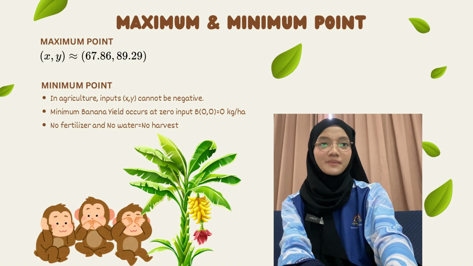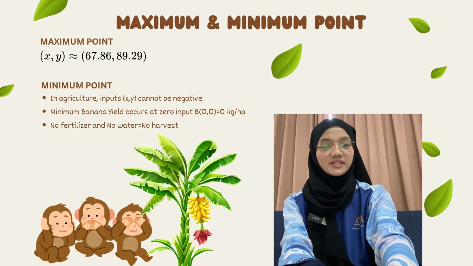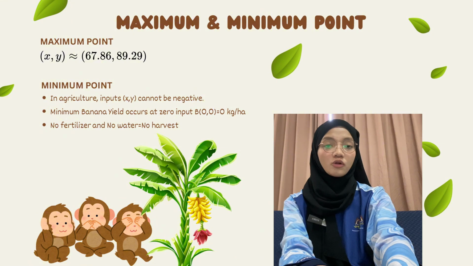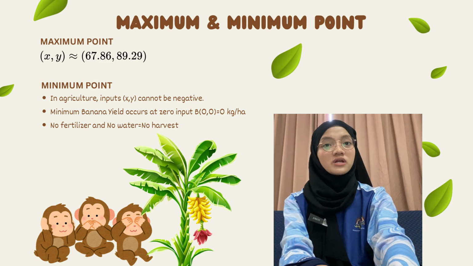I will state the maximum and minimum point of this problem. The maximum point is 67.86, 89.29, while for the minimum point, in agriculture, input x and y cannot be negative. So, the minimum banana yield occurs at 0 input, which is 0, 0. So, when there is no fertilizer and no water, there is no harvest.